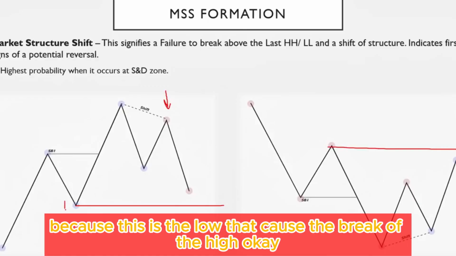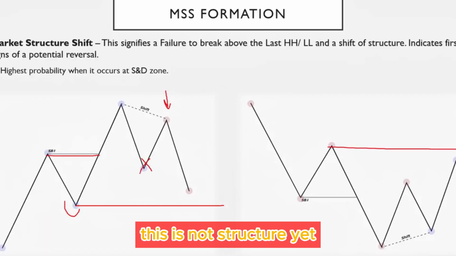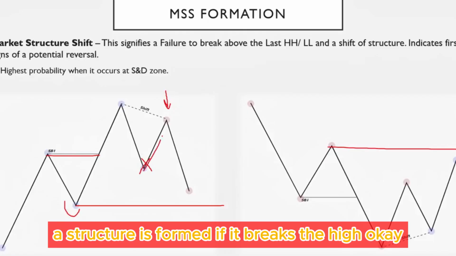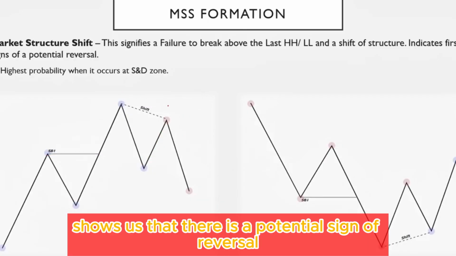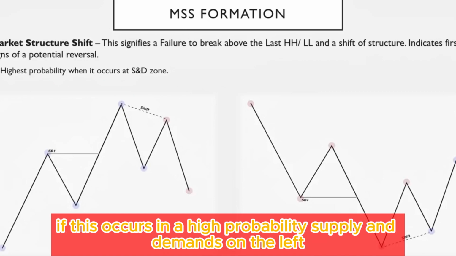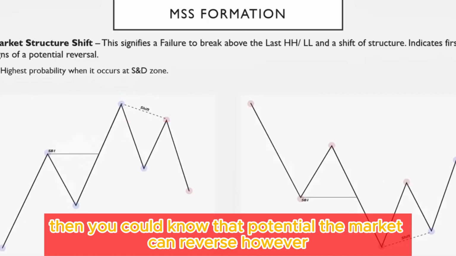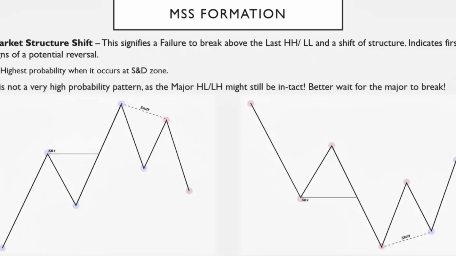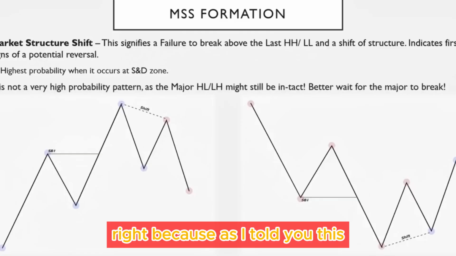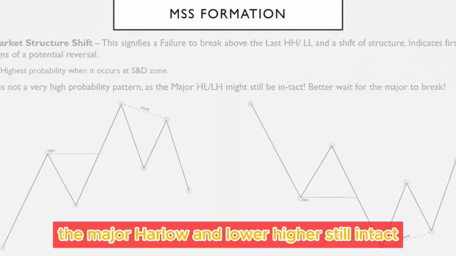Why? Because this is the low that caused the break of the high. Okay, this is not structure yet. A structure is formed if it breaks the high. Okay, so MSS, market structure shift, shows us that there is a potential sign of reversal. If this occurs in a high probability supply and demand zone on the left, then you could know that potentially the market can reverse. However, it's not very high probability. Right, because as I told you, the major high low and lower high are still intact.